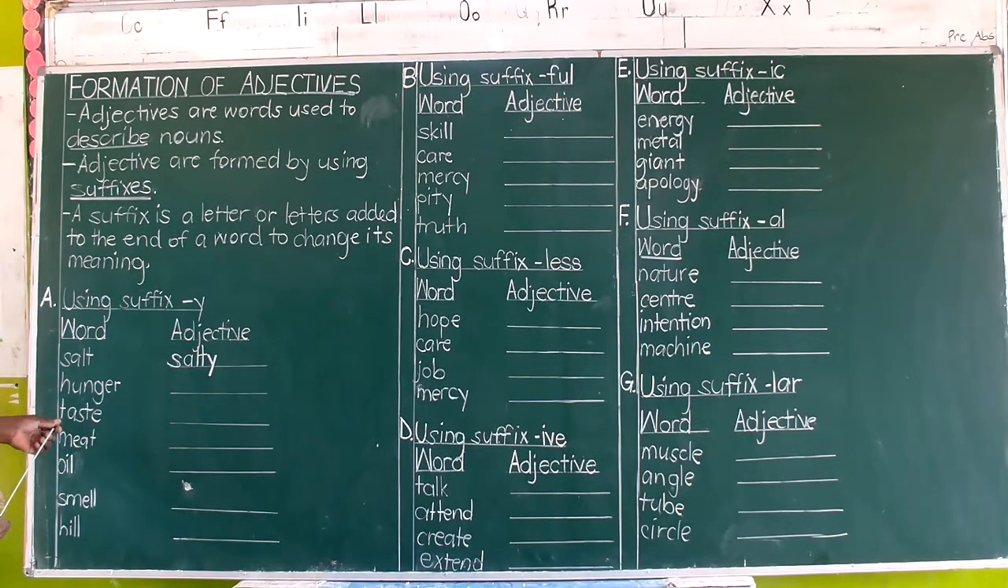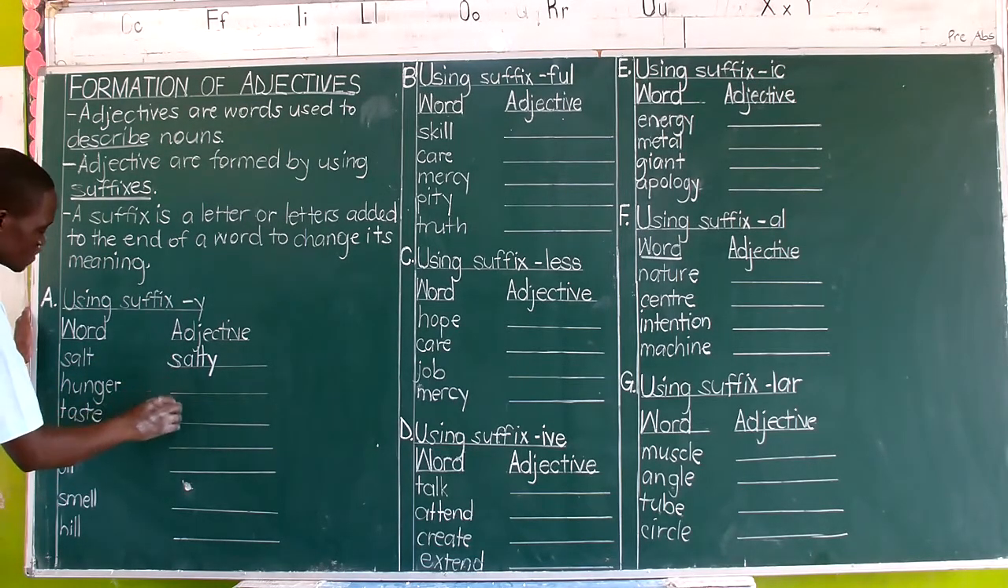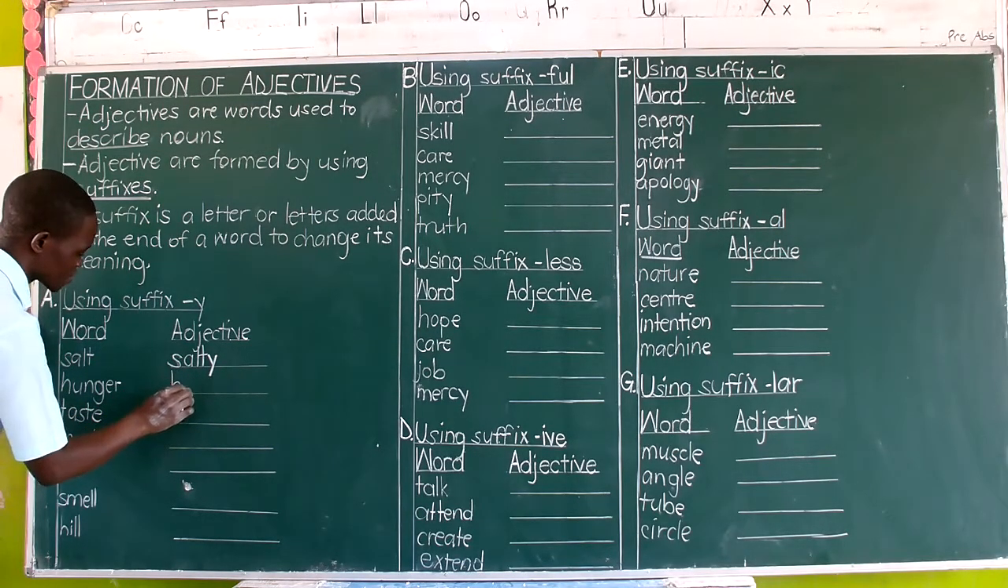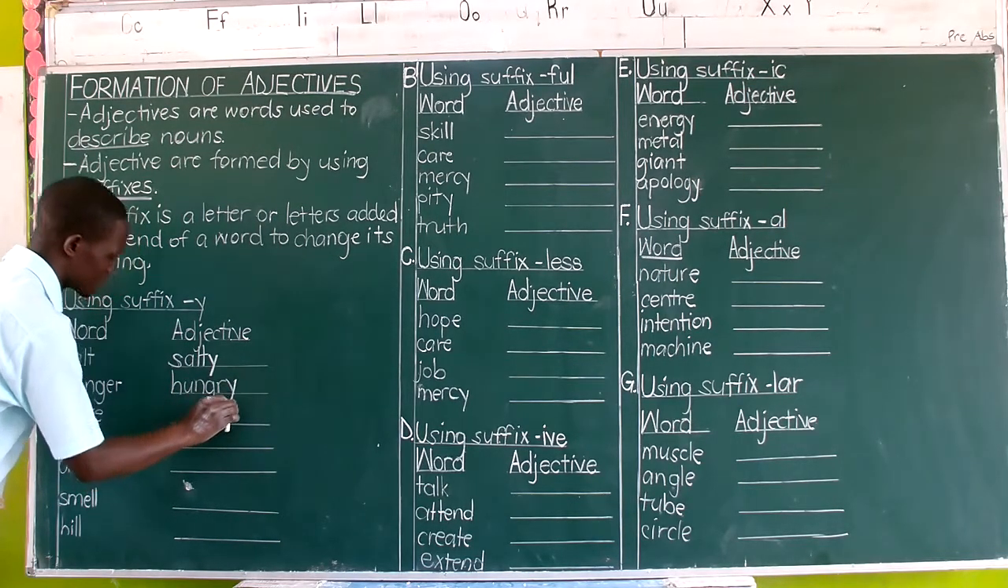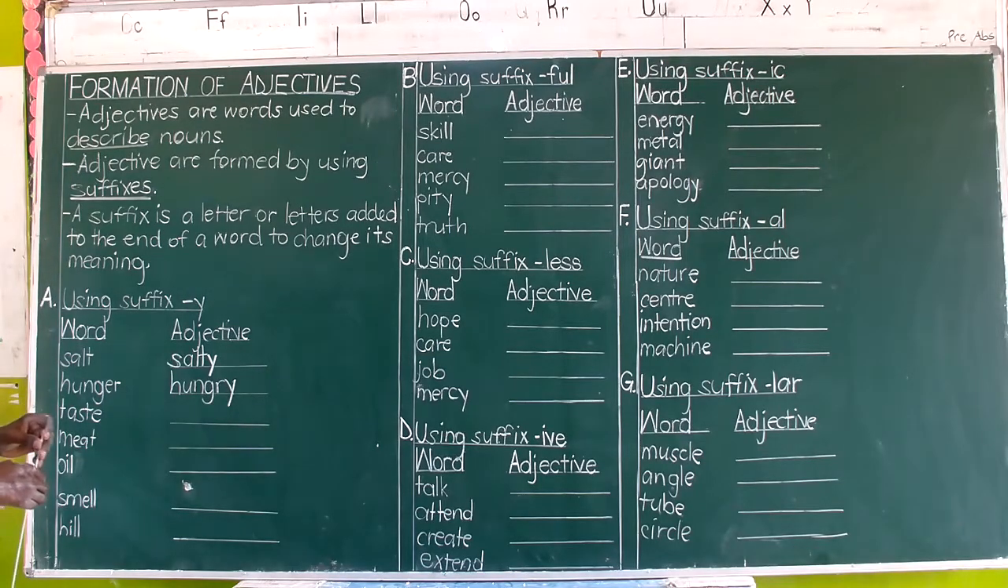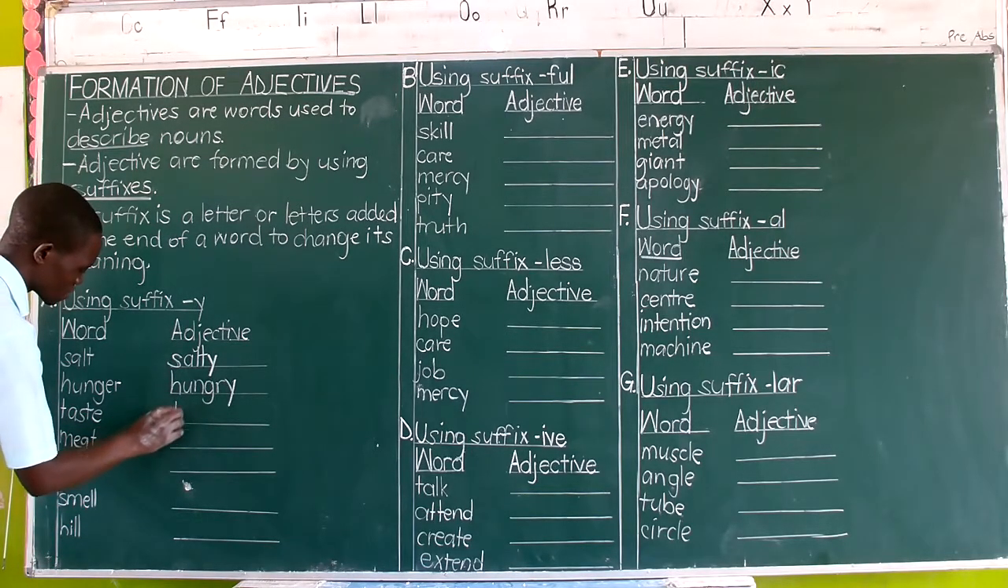So we go. The next word is hunger. Hunger turned into an adjective will become hungry. Yes, if you have hunger, then you are hungry. You are in need of something to eat. Therefore, you are hungry. Our next word is taste. Taste changes to an adjective and becomes tasty.